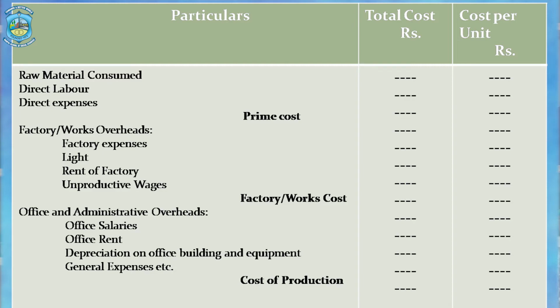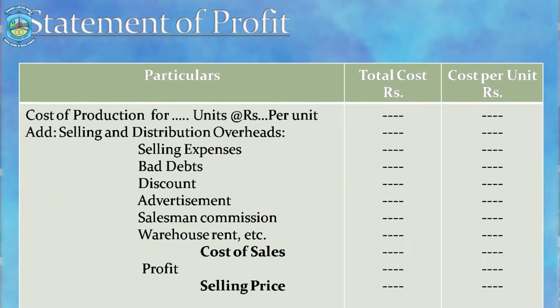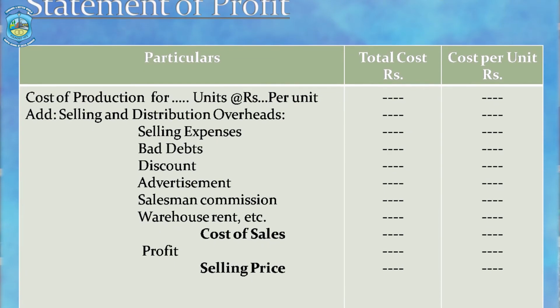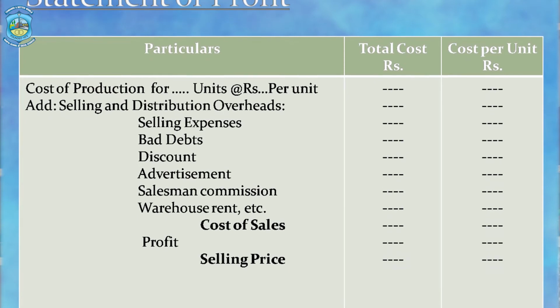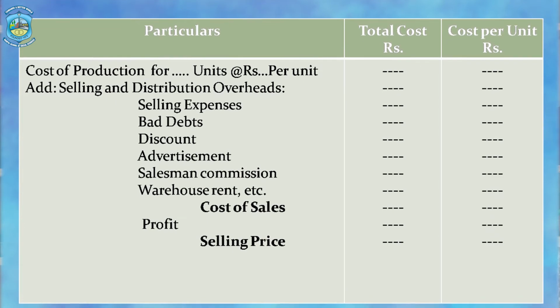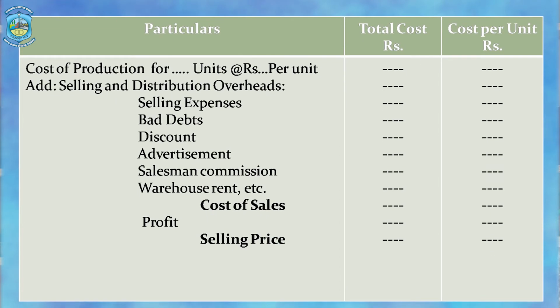Now, the second statement we are going to prepare is the statement of profit. Under the statement of profit, we calculate the total cost of sales per unit. When we find out the total cost of production for that specific number of units, we know the actual cost incurred in making that particular number of units. In the same example, we are manufacturing 10,000 units, but we are selling only 8,000 units. So, here we calculate the total cost of sales for 8,000 units and not for 10,000 units.